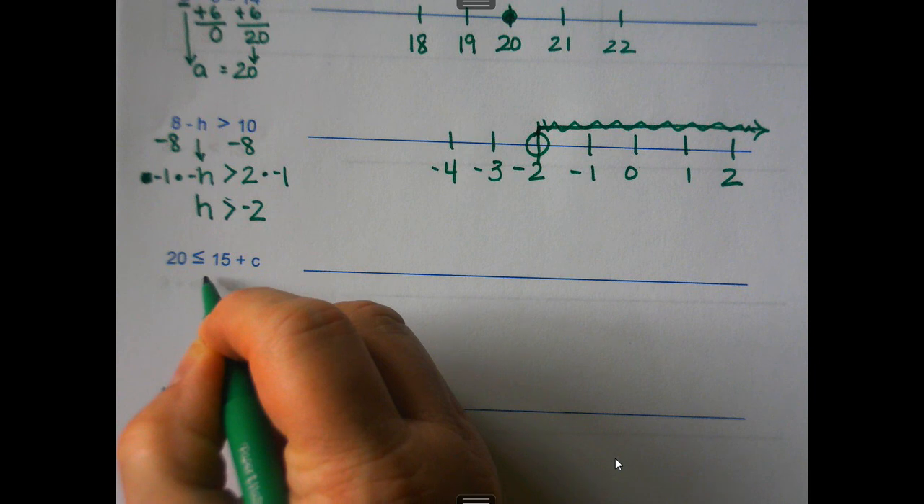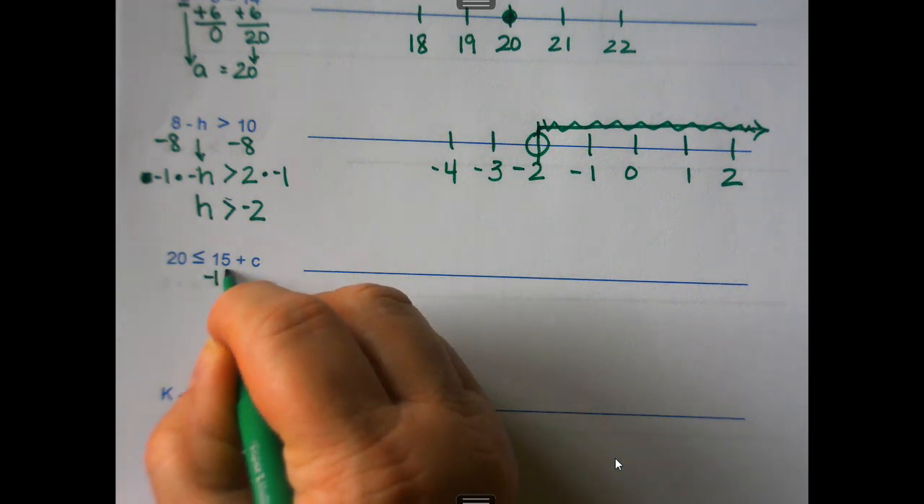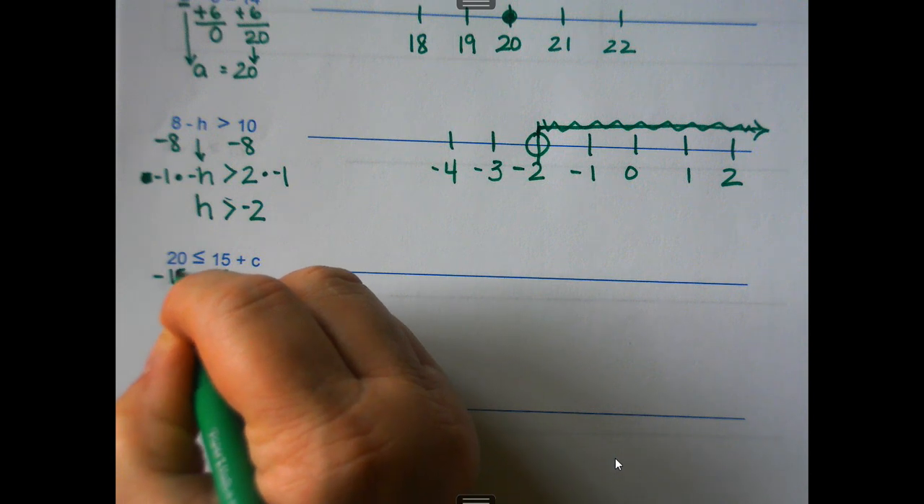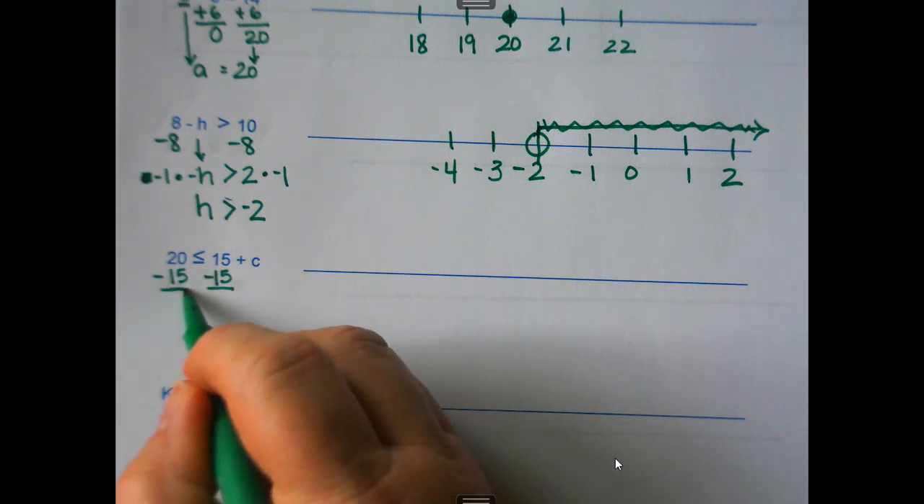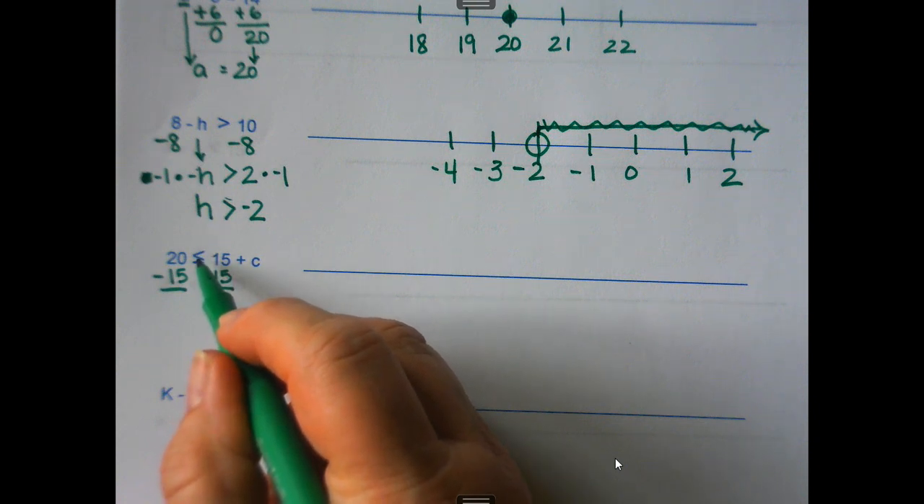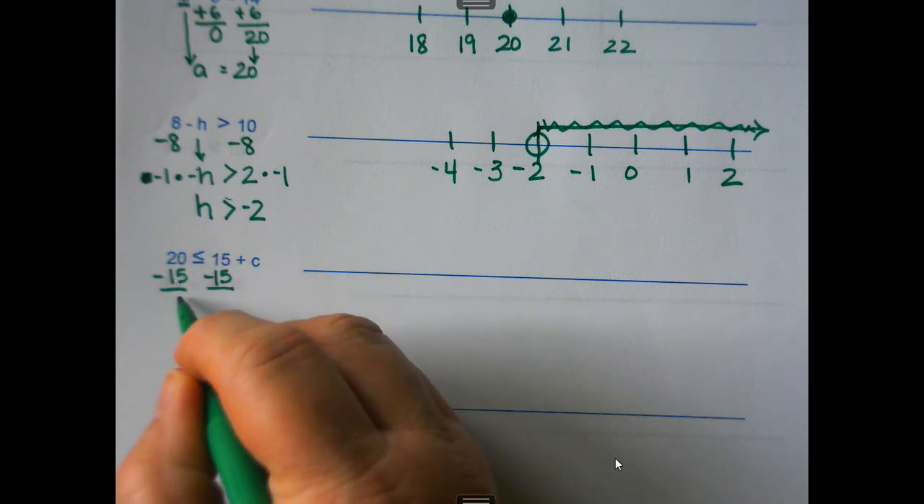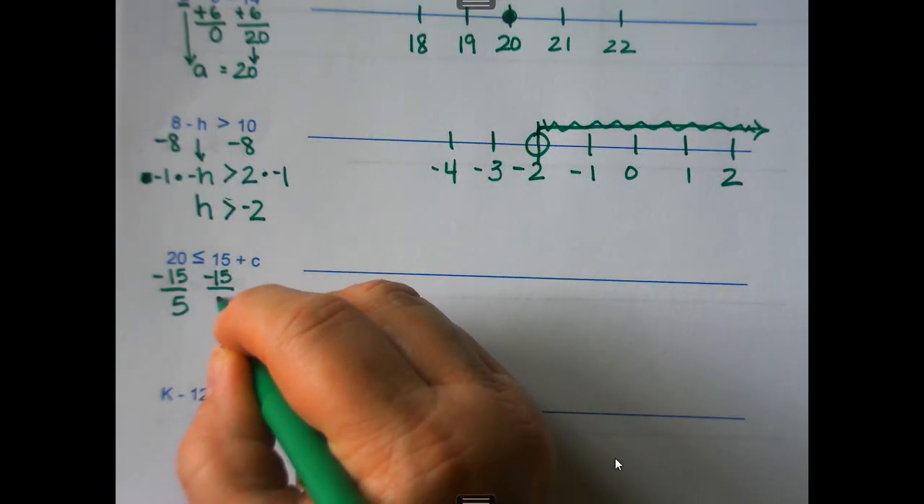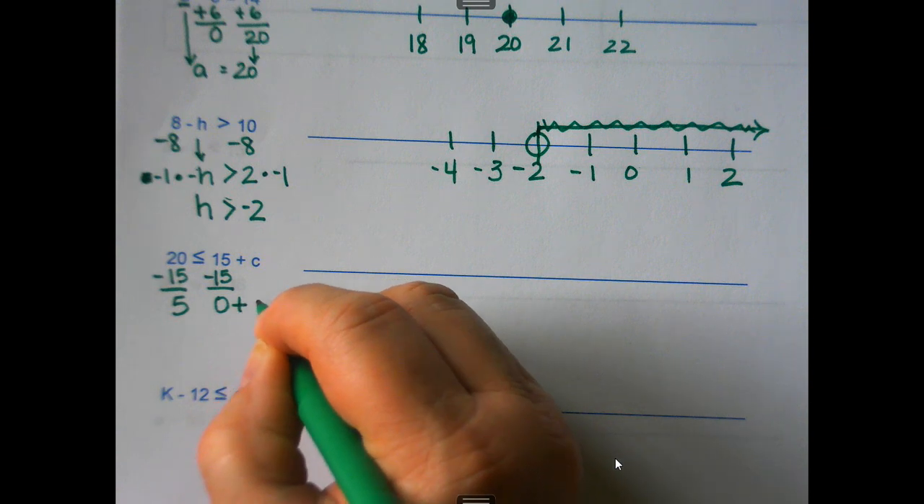This is 15. So again, I start by working through and doing what I'm doing to each side of the symbol. This is taking the place of just a plain old equal sign. 20 subtract 15 gives me 5. 15 subtract 15 gives me 0 plus C.